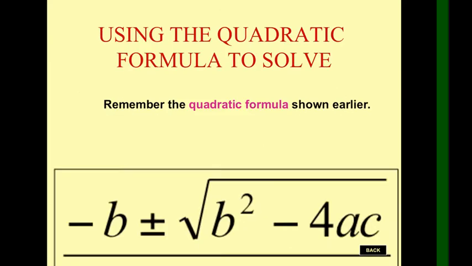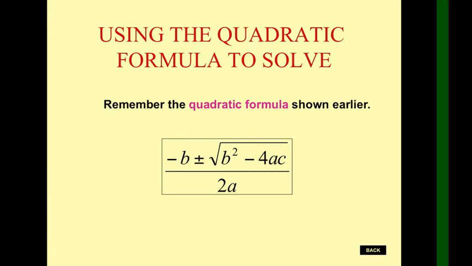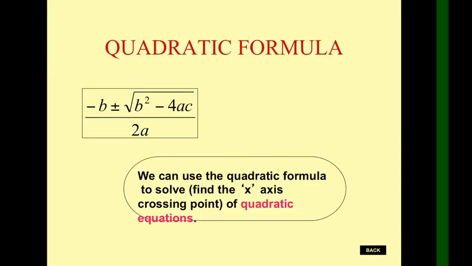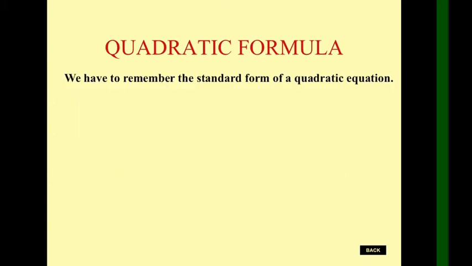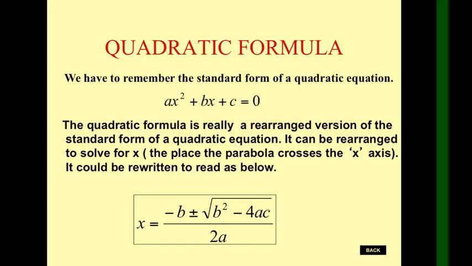Using the quadratic formula to solve. Remember that the quadratic formula shown earlier is x equals negative b plus or minus the square root of b squared minus 4ac, over 2a. We can use the quadratic formula to find the x-axis crossing points of the quadratic equation. We have to remember the standard form of the quadratic equation, ax squared plus bx plus c is equal to 0. The quadratic formula is really a rearranged version of the standard form. It can be rearranged to solve for x, the place where the parabola crosses the x-axis. It could be rewritten as below. So we have x equals negative b plus or minus the square root of b squared minus 4ac, over 2a.